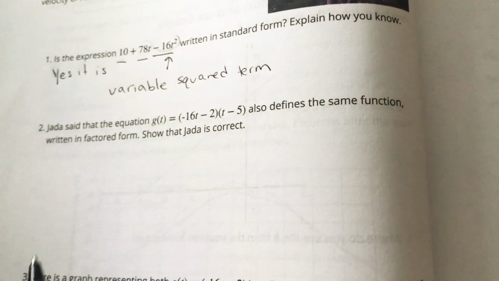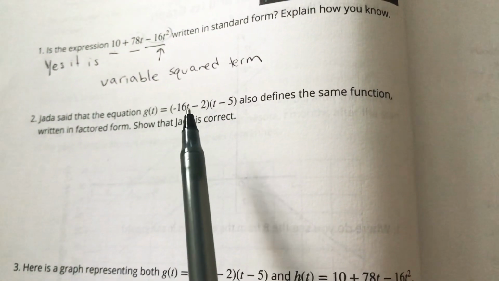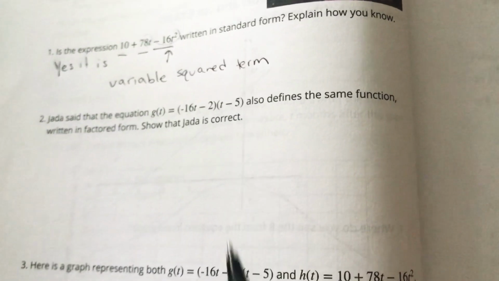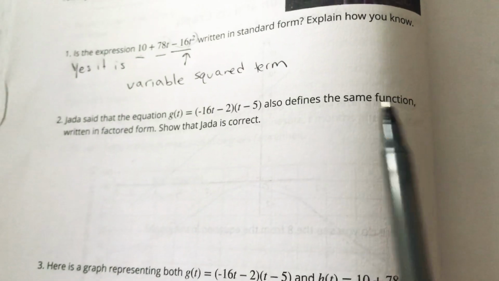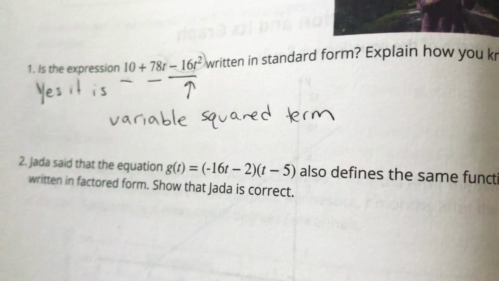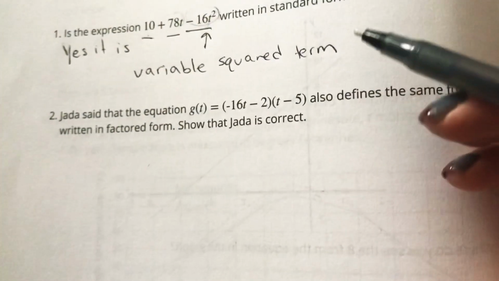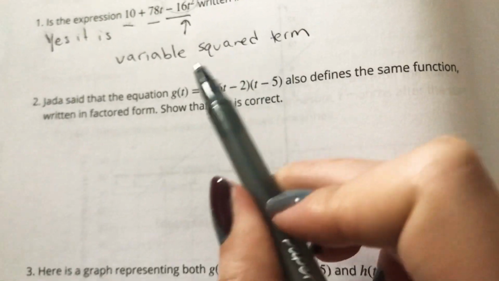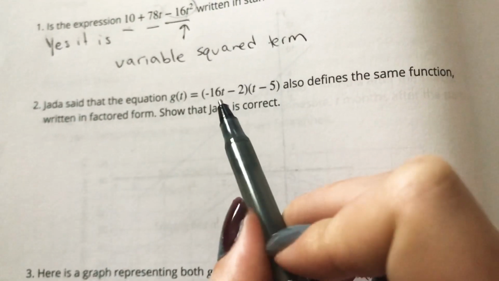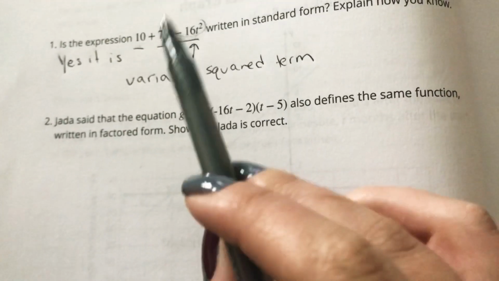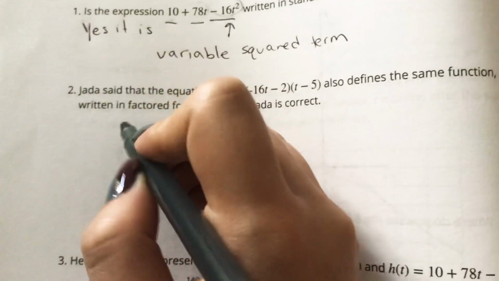Now, number 2, it says, Jada said that the equation g of t is equal to negative 16t minus 2 times t minus 5 defines the same function as this original quadratic in standard form here. So we need to show that Jada is correct. We're going to show that by expanding this out using the box method or distributive property to show that this is equivalent to this.